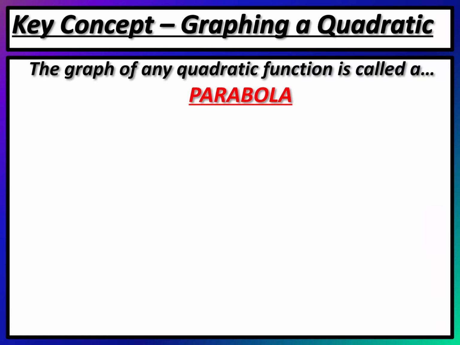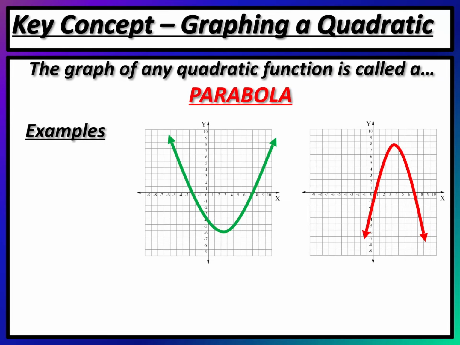So the graph of a quadratic is called a parabola. So it takes the shape of a U. Okay, so please make sure that when we graph these in a few minutes, that the bottom or the top, depending on the way that your parabola opens, is curved and smooth and it does not come to a point.